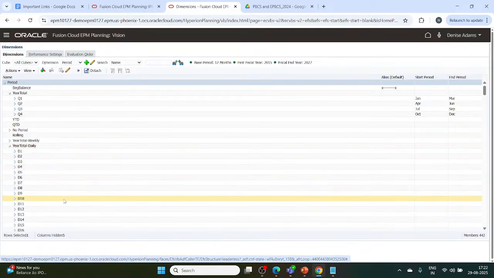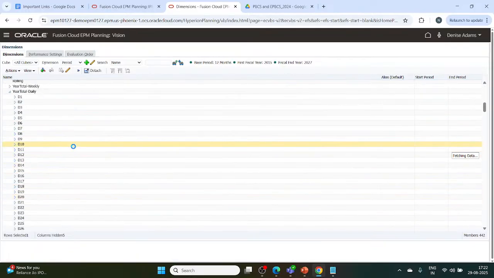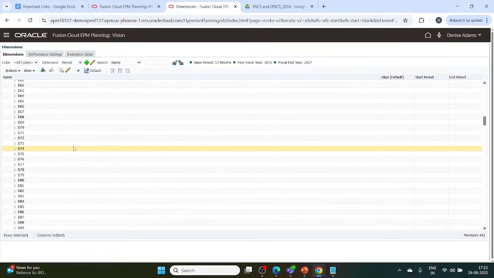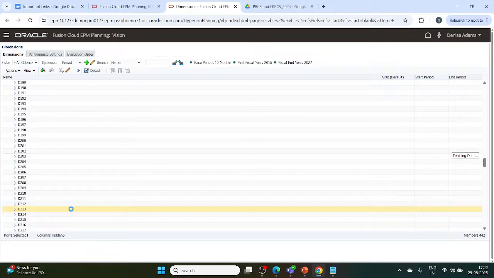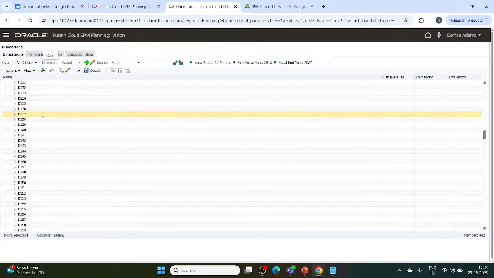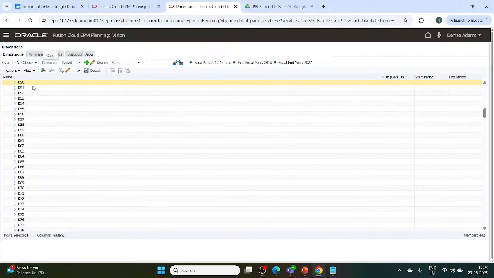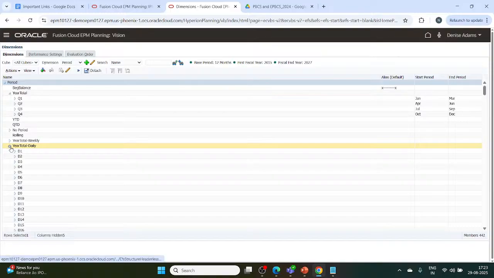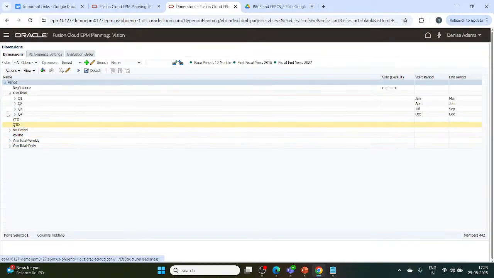Year total daily. If I talk about the daily, it is around 365. It's around 365 members of data I could see. Yeah. So you can see the different periods according to the situation. We can go there. So now I will edit one of the members for your understanding.